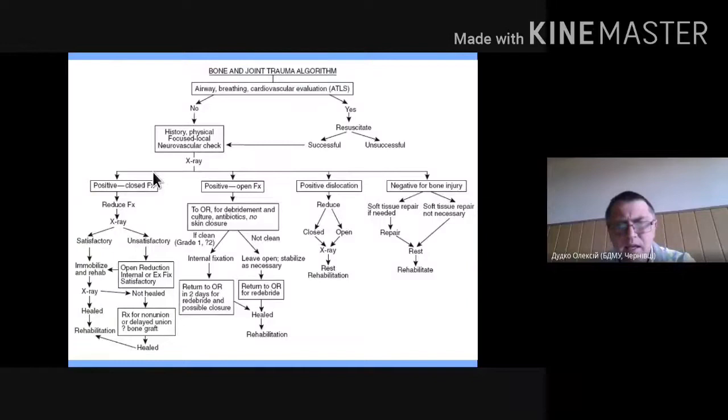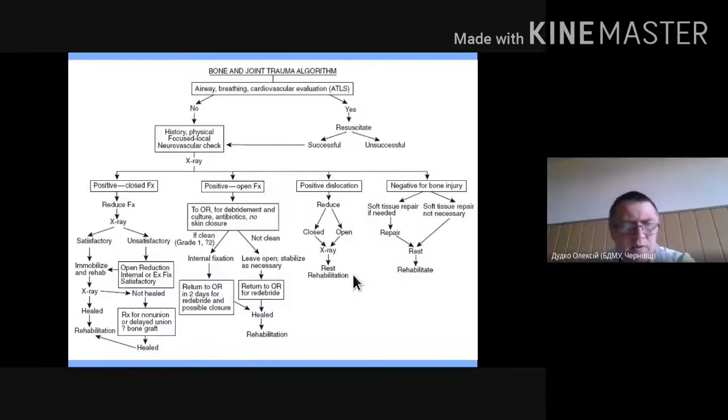And here you can see what to do. If we have a patient which is negative for bony injury, we perform soft tissue repair if needed. If soft tissue repair is not needed, it just needs rest and rehabilitation. If we have a patient with a dislocation, we should reduce this dislocation. Mostly we do this in a closed way for closed dislocations. And if this dislocation is fresh, if many days have passed after the dislocation, we should perform an open type. Then we make an X-ray, fixation with a bandage, and immobilization.